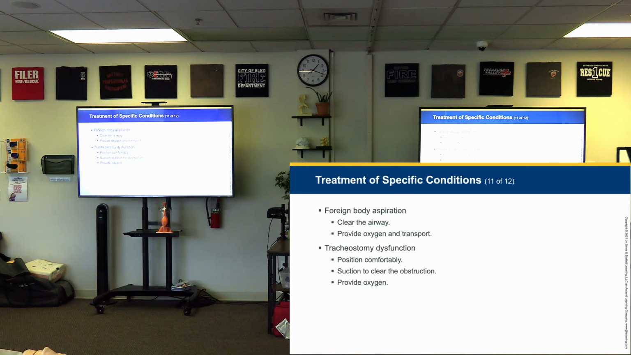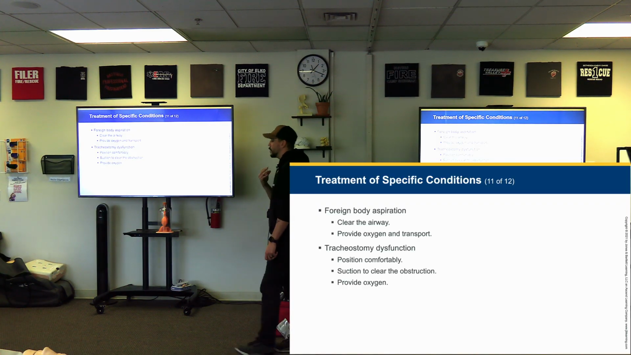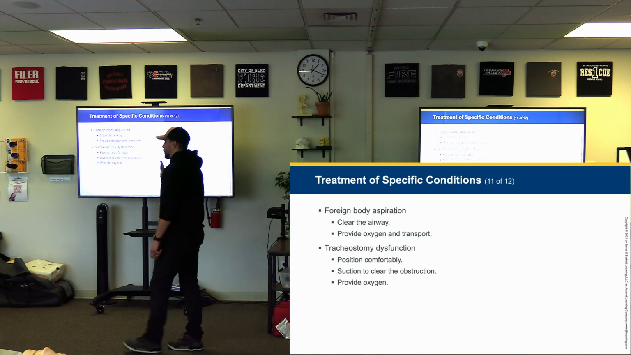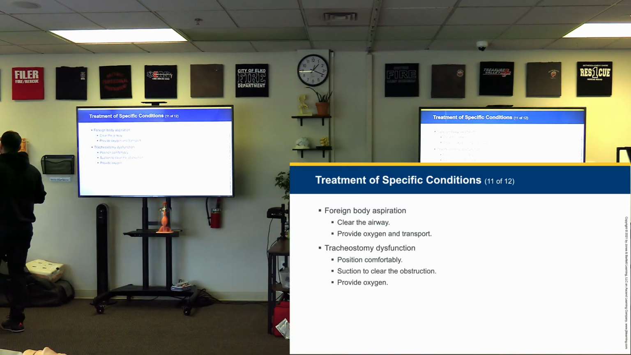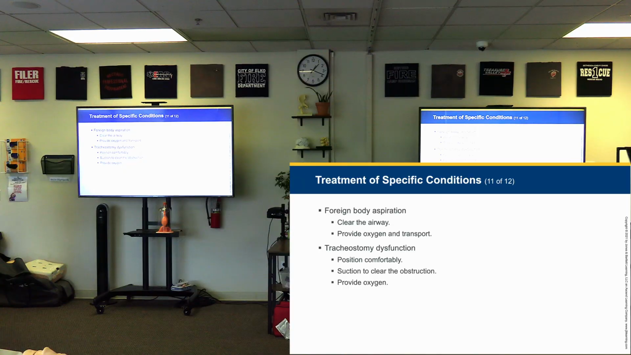They'll fill with mucus, and that's one thing we get called to suction out, or sometimes they can become dislodged. But anyway, position them comfortably, suction to clear if there's an obstruction, and give them oxygen. You can give them oxygen directly onto that trach tube itself. Most of medicine is fairly universally sized, so your BVM should work for that as well.